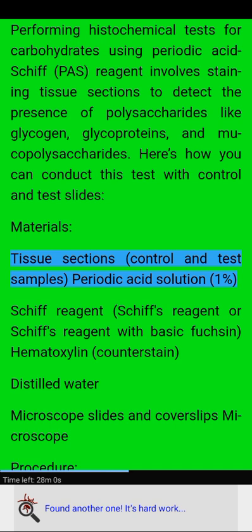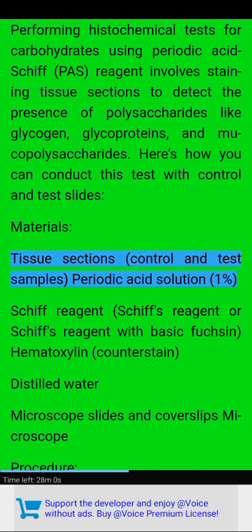Materials. Tissue sections, control and test samples, periodic acid solution 1%, Schiff's reagent with basic fuchsin, hematoxylin counterstain, distilled water, microscope slides and cover slips, microscope.